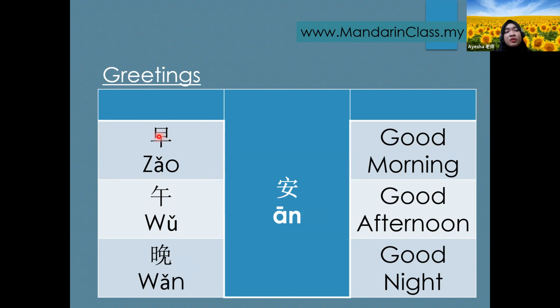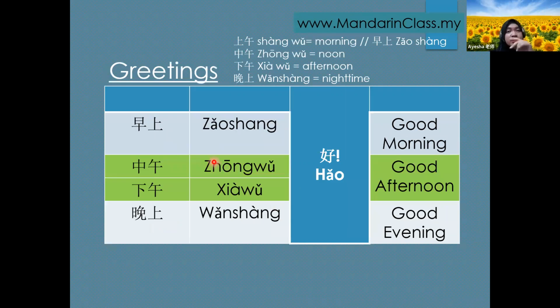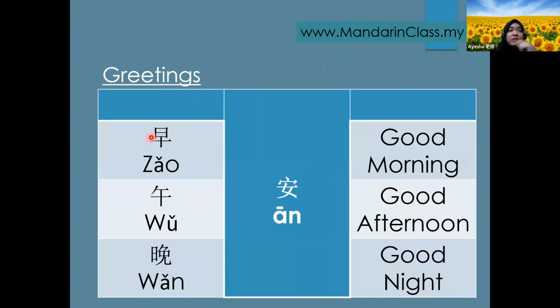Now, let's repeat after me. 早安, which means good morning. 午安, which means good afternoon. And 晚安, which means good night. So with 安, you only use one word in front. With 好, you use two words. Don't say one word for 好. There's no such thing as 早好, 午好, 晚好. Incorrect. Wrong. So stick to the rule: whenever you have 好, two words in front; whenever you have 安, one word in front.